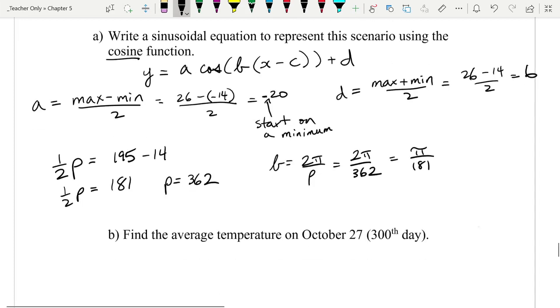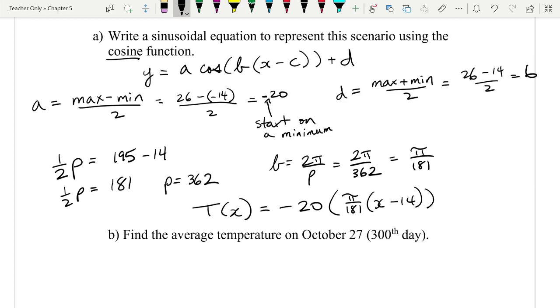So there we go. I've got an equation now. Temperature as a function of what day it is, or I guess I can't use day, I have to use x, because I chose x. Temperature as a function of x, where x is what day it is, is negative 20 cosine of pi over 181 times x minus 14, plus 6.